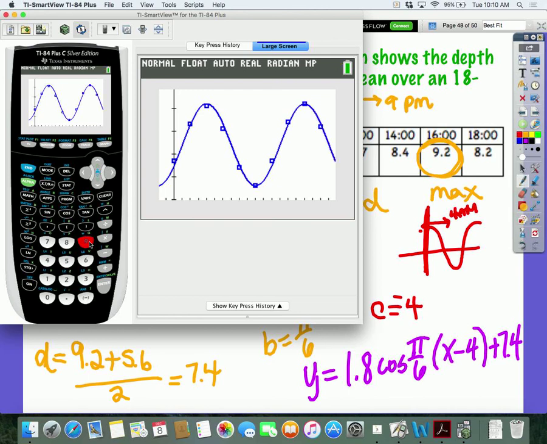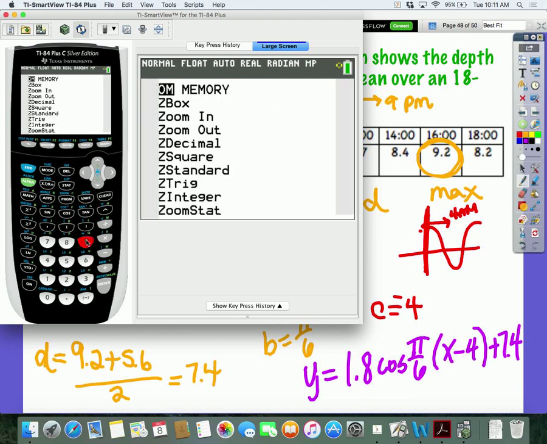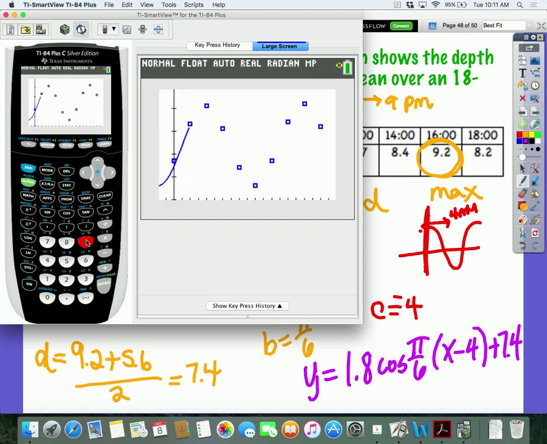Okay? So, make sure that your equation's in your y equals. Make sure plot 1 is on, and if you click zoom 9, it'll show your data and your curve. Raise your hand if anybody's calculator does not look like this.